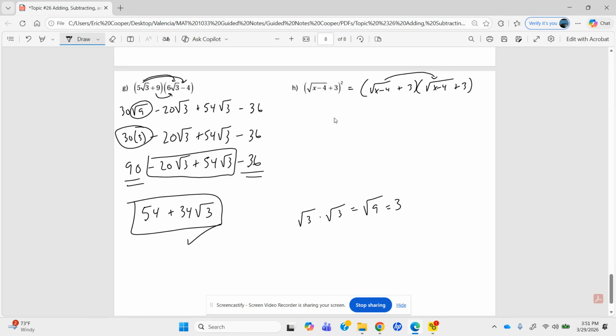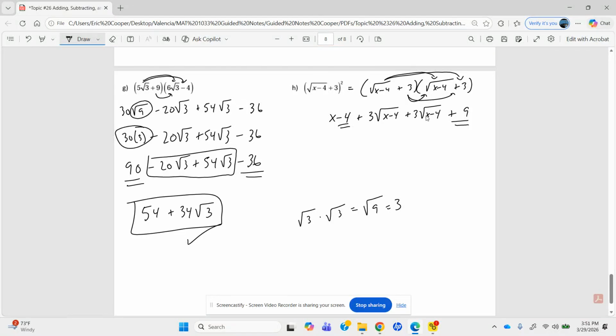So I can use that trick here. This times this is simply going to be x minus 4. The radical is going to go away here. This times this is 3 times the square root of x minus 4. And then we have the same thing here on the inside. And then we have 3 times 3, which is 9. So a couple things we can combine. We can combine the negative 4 and the 9. That will become 5. Nothing combines with this x.